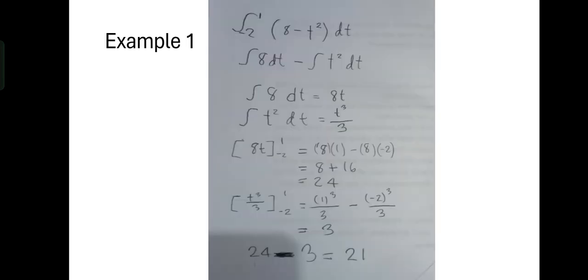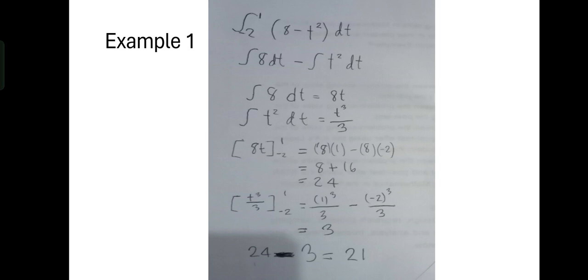So for our example 1, this problem is all about evaluating a definite integral. We have here the integral of 8 minus t squared with respect to t from negative 2 to 1. The first step in solving this problem is to split the integral into two simple parts: the integral of 8 with respect to t minus the integral of t squared with respect to t.